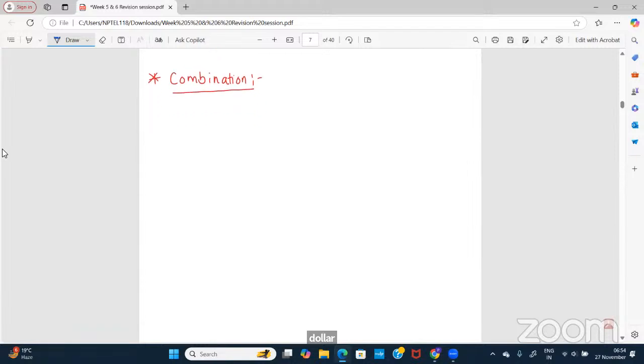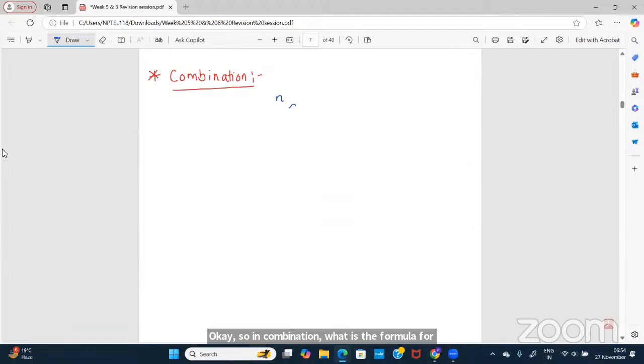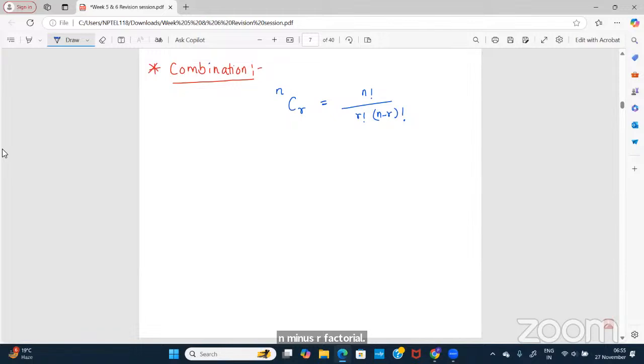Okay. So in combination, what is the formula for combination? Suppose we have n objects, out of which we have to select r objects. In combination, order does not matter. The formula is n factorial divided by r factorial into (n minus r) factorial. In permutation, we select things, but also we have to arrange them; order matters there.